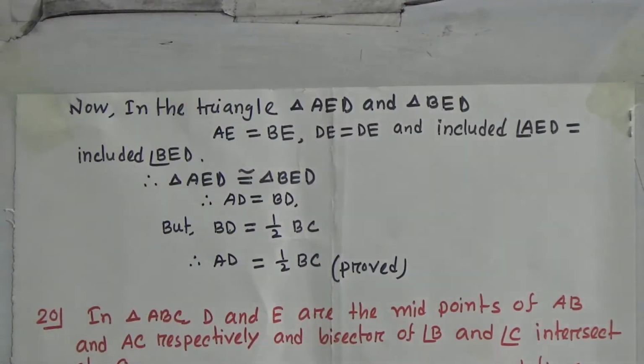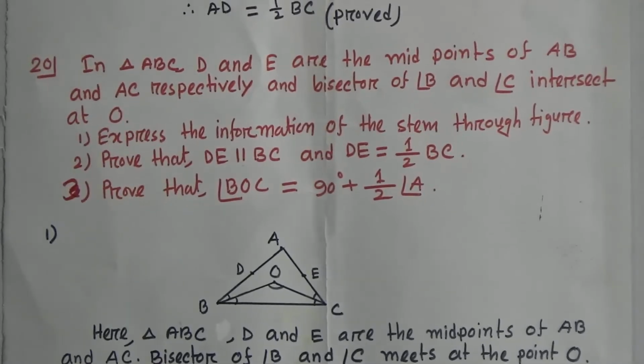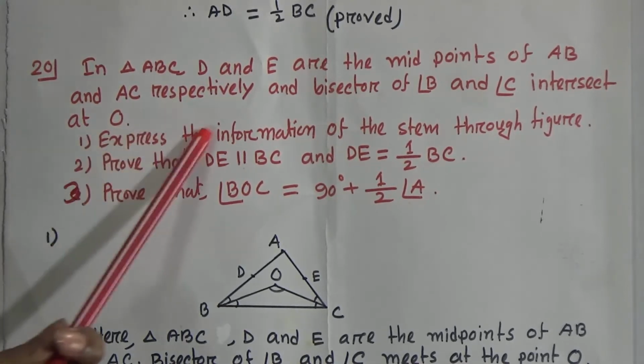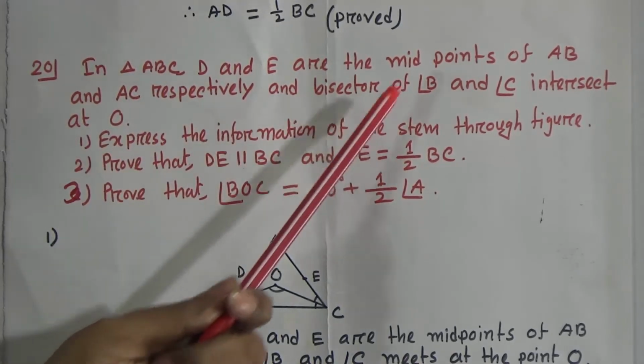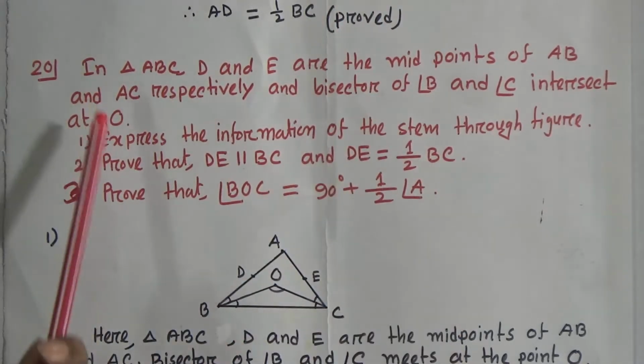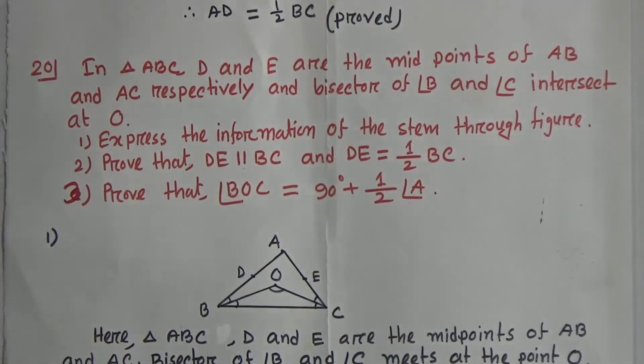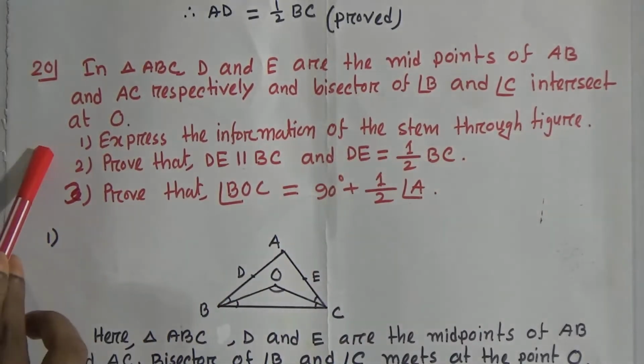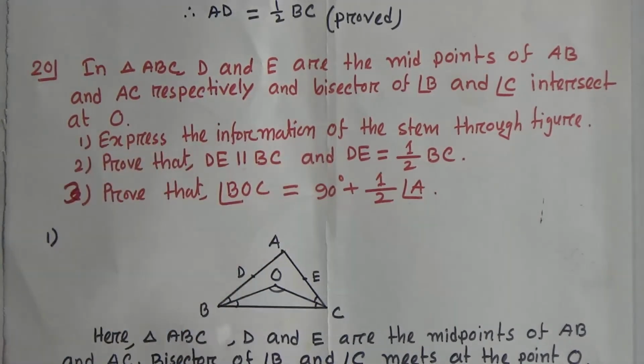Now I will discuss question number 20, and then I will solve it. In triangle ABC, D and E are the midpoints of AB and AC respectively, and the bisectors of angle B and angle C intersect at O. Students, look, we express the information of the question through the figure.